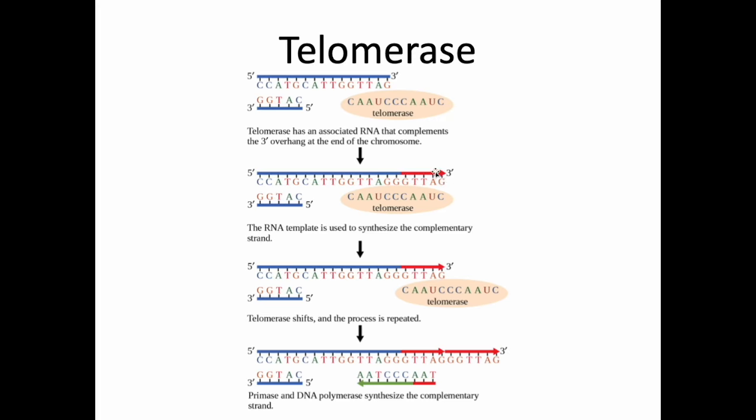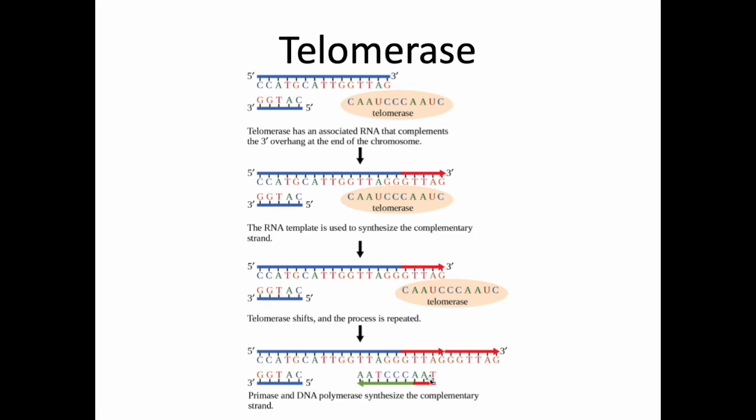Now, it only built a small amount of DNA, but it's going to slide over. Again, overhang is complementary to its template. And then it's going to do it again, build more DNA. And then, not pictured, it will slide over again and add on some more nucleotides, add more DNA. And you'll notice it's repeating the same sequence over and over again. That's how we get the telomeres. It's according to whatever this RNA template in the telomerase is.